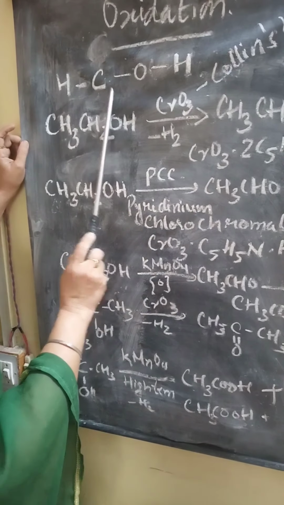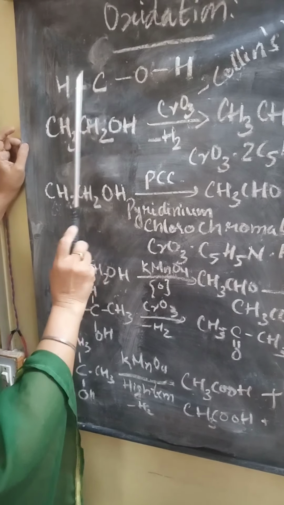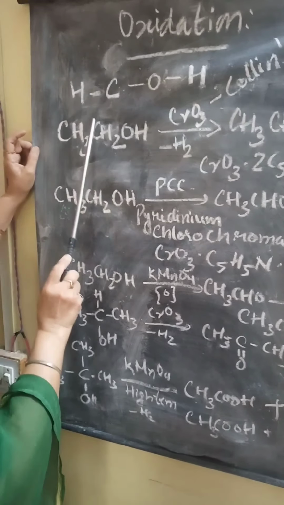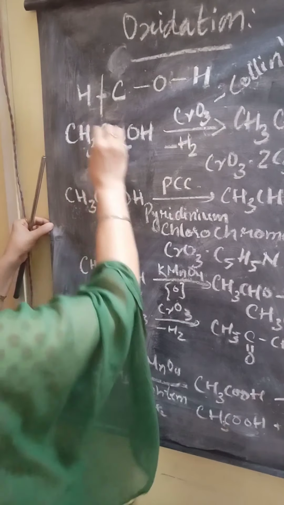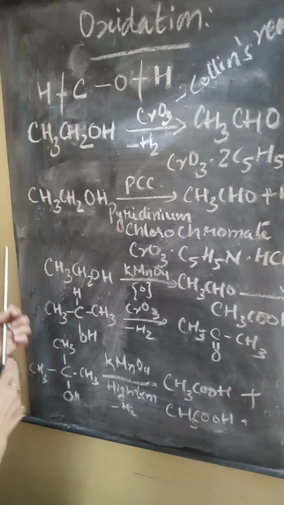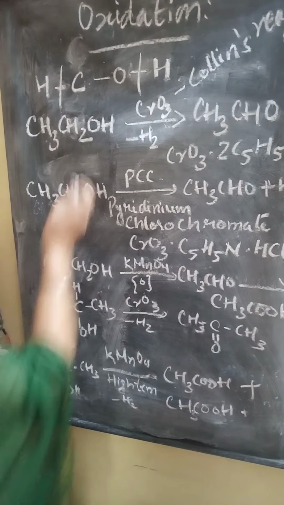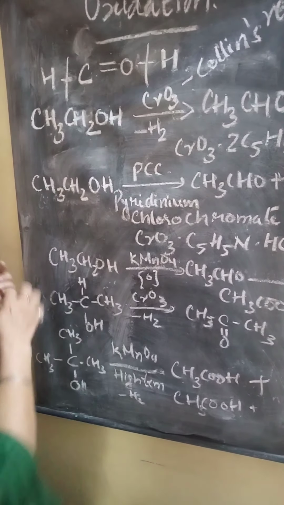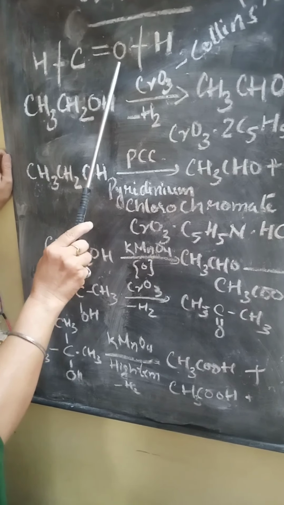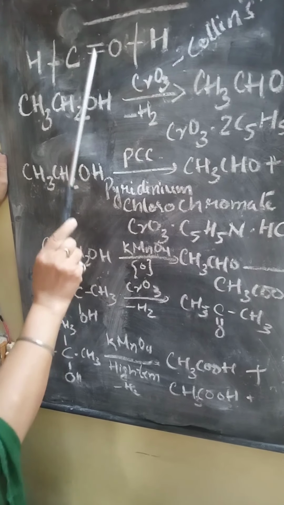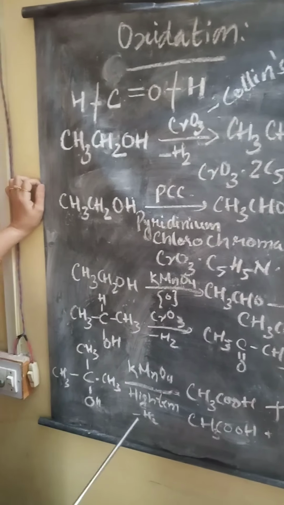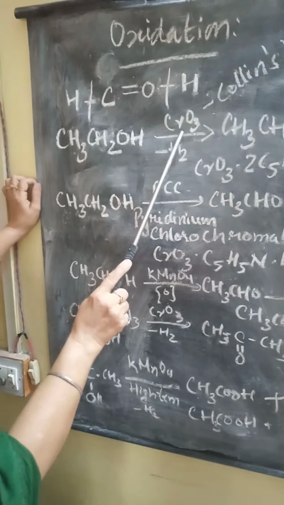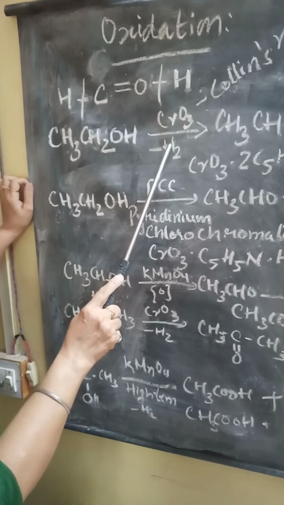How it takes place, see children. In the carbon and oxygen bond, oxidation takes place by breaking of the bond between carbon and hydrogen. This bond also breaks and this bond also breaks, resulting in the formation of a double bond between carbon and oxygen. This formation results from the oxidation reaction. Now, how it takes place between different types of reactions using different oxidizing agents.